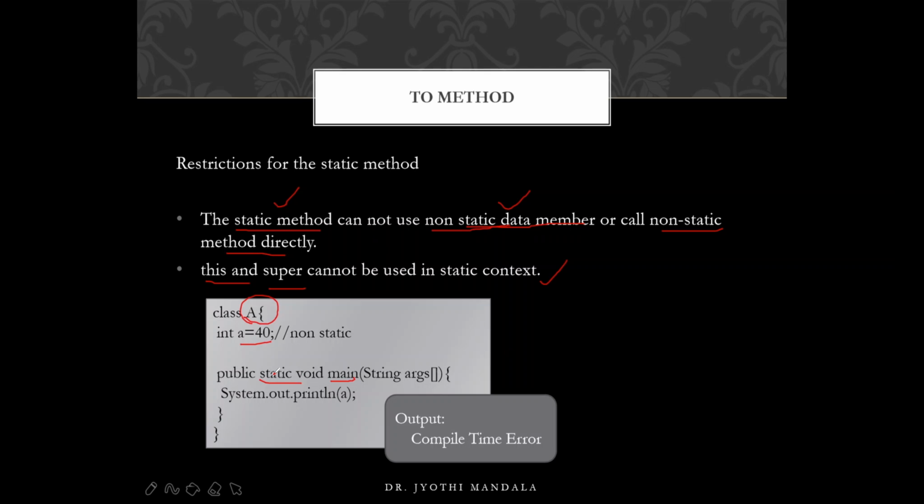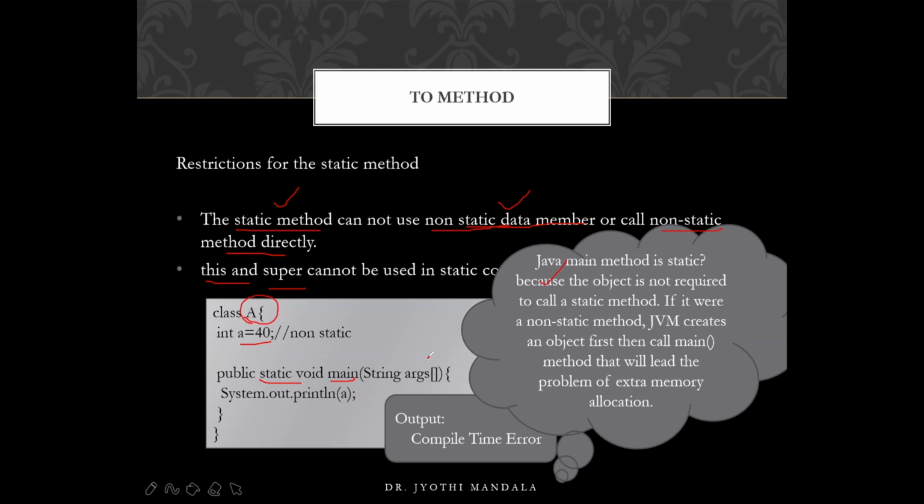Now coming back to the reason why we put a static keyword in front of the main method. If we do not put the static keyword in front of this main method, then, since execution always has to start with the main method, the JVM has to first create an object, and by using that object it has to call the main method. That will lead to extra memory allocation. To avoid that, we put a static keyword, so that we can call this main method without creating any object.